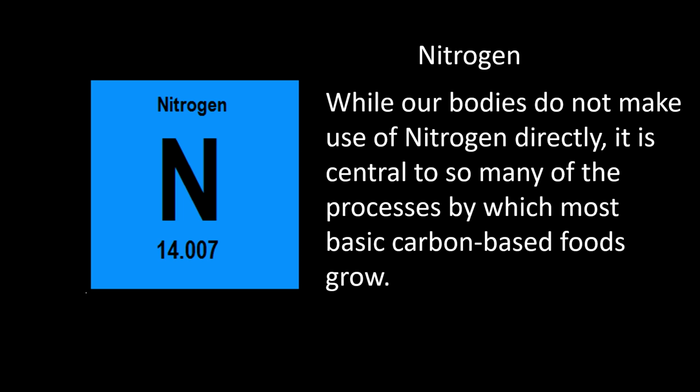Prior to the large-scale production of ammonia-based fertilizers in 1940, farms routinely rotated out crops like corn for crops like alfalfa or beans that could return nitrogen to the soil, as needed by these important cash crops. But with the invention of ammonia-based fertilizers, the large-scale production of corn and grains has revolutionized agriculture. So while our bodies don't make use of nitrogen directly, it is central to many of the processes by which our most basic carbon-based foods grow.